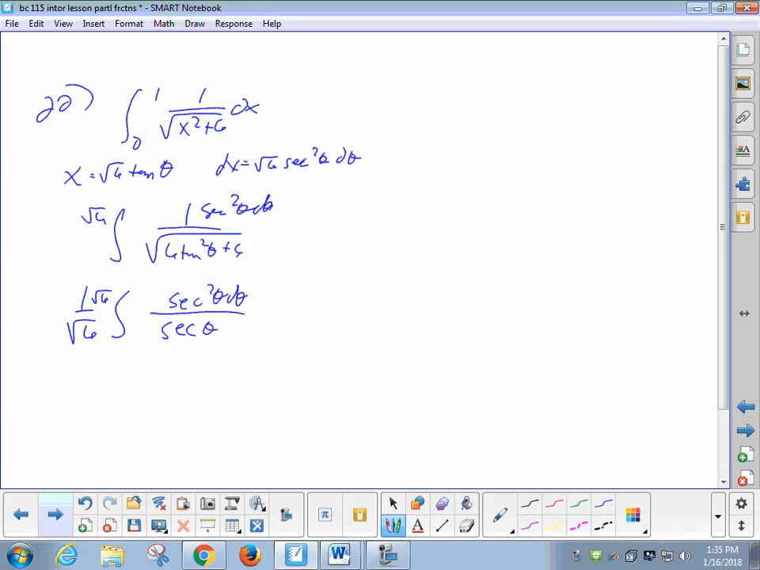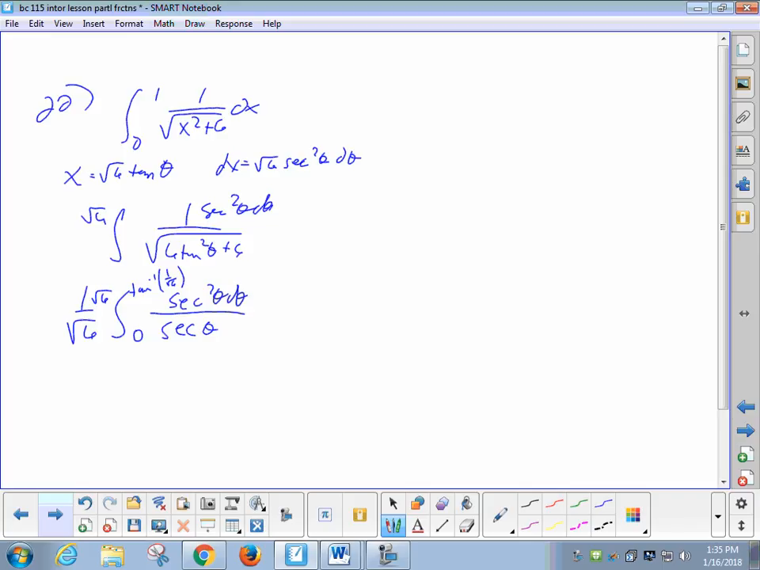And the limits of integration. If x is 0, then theta must be 0. If x is 1, then theta is the inverse tangent of 1 over root 6. I stopped there. That scares me. We'll see how that pans out. We might clean it up.